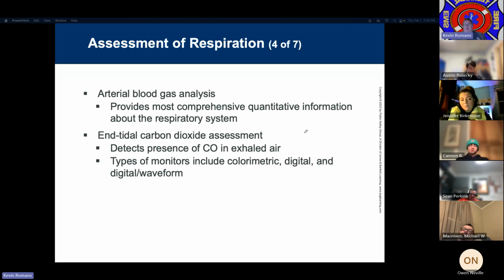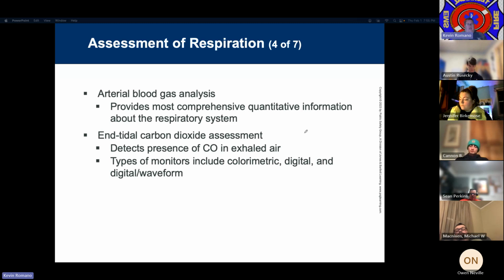All right. Arterial blood gas analysis. I don't have everything here in front of me. Let me just go over the slide really quick, and then I'll cover more in depth later. It provides the most comprehensive quantitative information about the respiratory system, right? Normal ABG values are summarized in table 11-16. Do you guys have them in your books, okay? In your ebooks. Take a look at them.